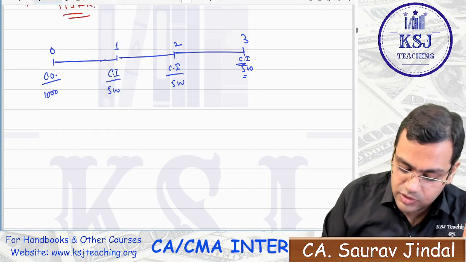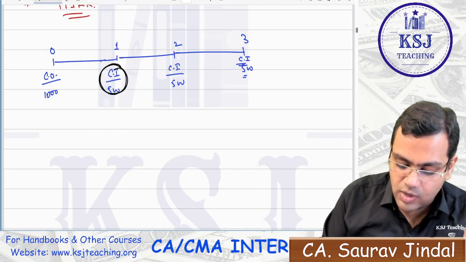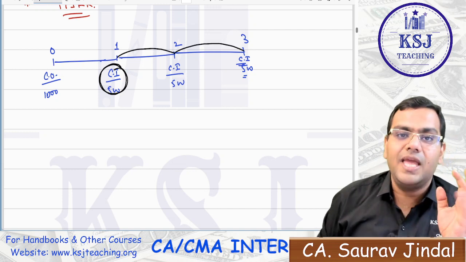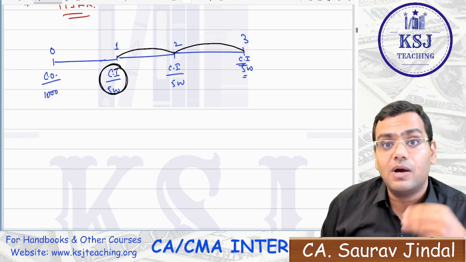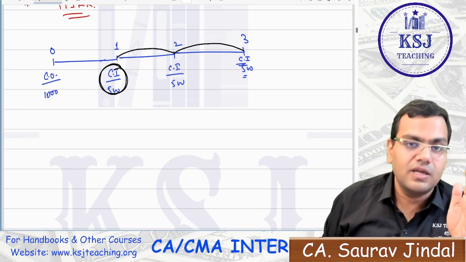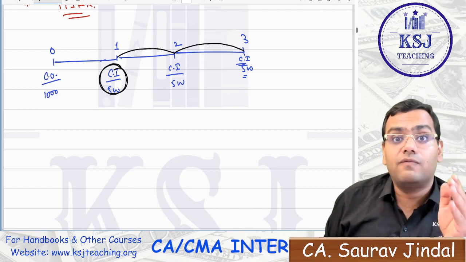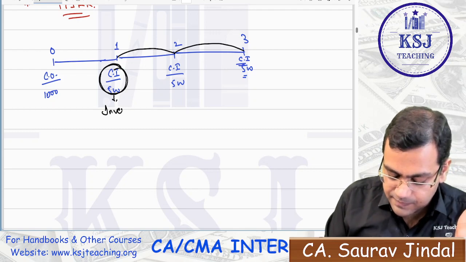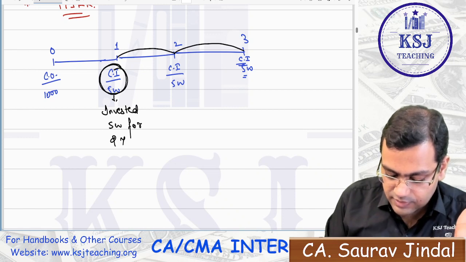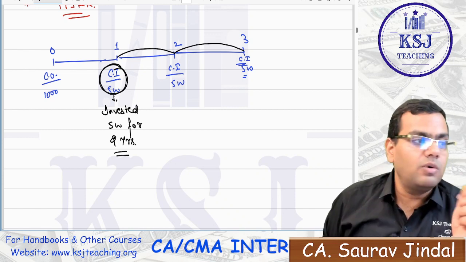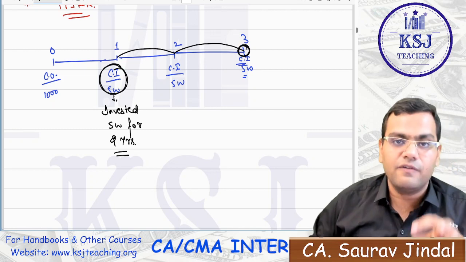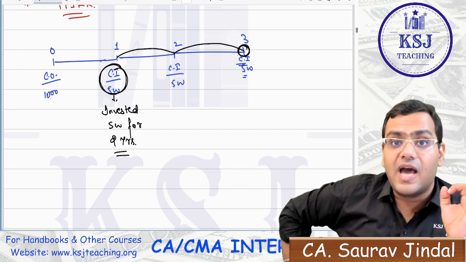The cash inflow that you earned at the end of year one, you have invested somewhere, right? You have invested somewhere for the remaining life of the project. You have invested this amount in the project itself or whatever. You have invested this amount for the remaining life of the project. That is, you have invested this 500 for 2 years. Right? So we'll try to find out what is the value of this 500 at the end of the project life.